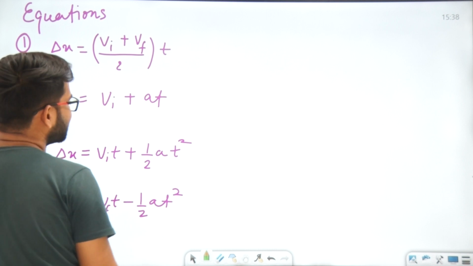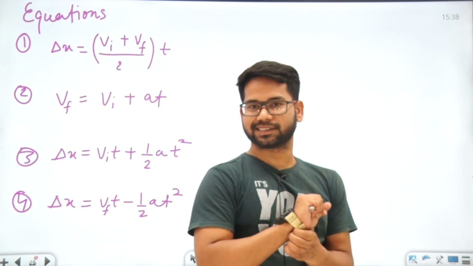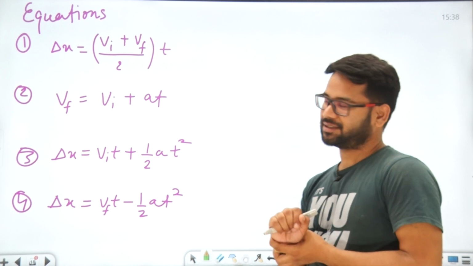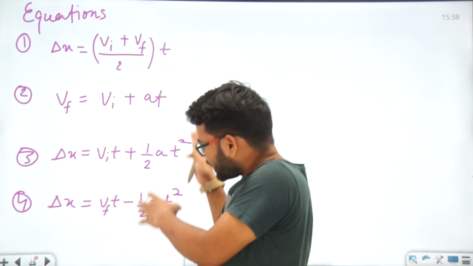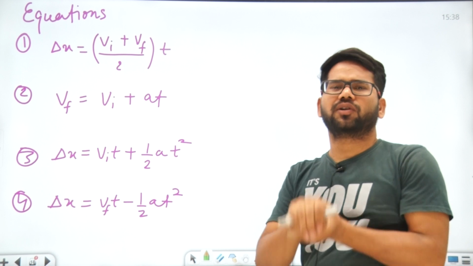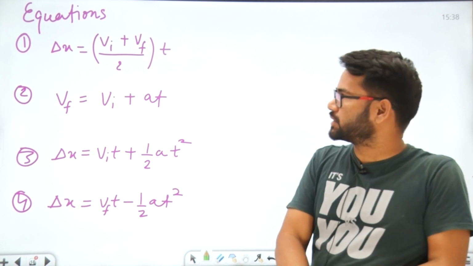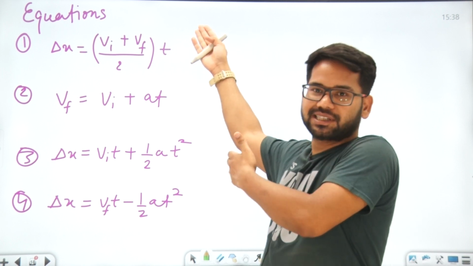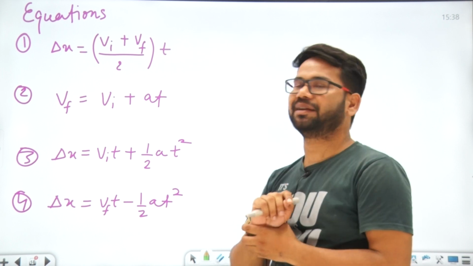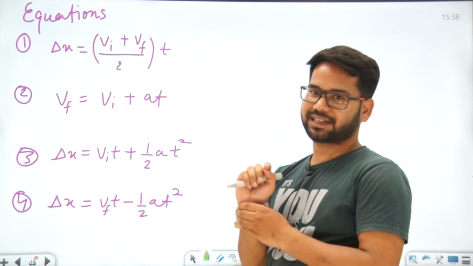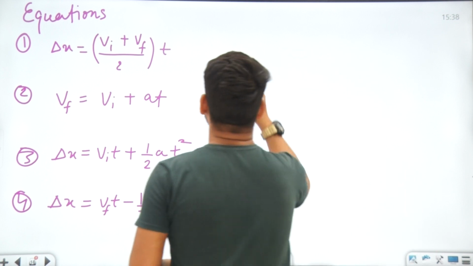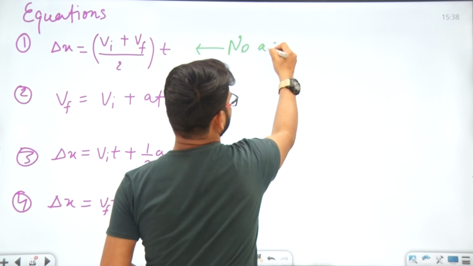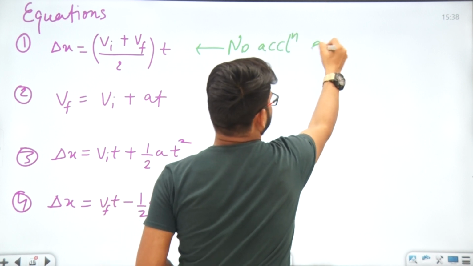Students, the first equation we have is delta x equals (Vi plus Vf) over 2 into t. If you see, each equation contains only 4 quantities. The first equation has displacement, initial velocity, final velocity and change in time. t is the time interval. So it's the no acceleration equation.